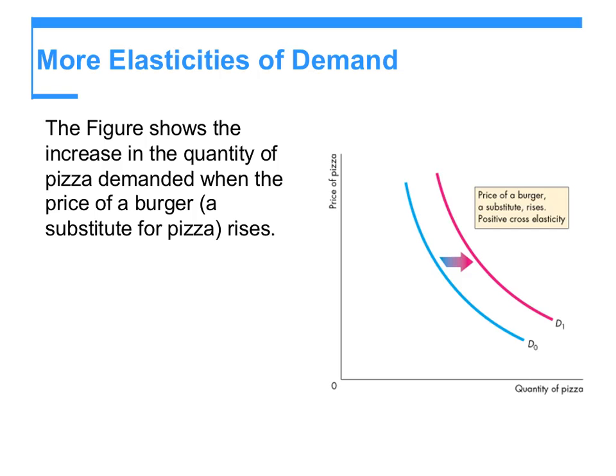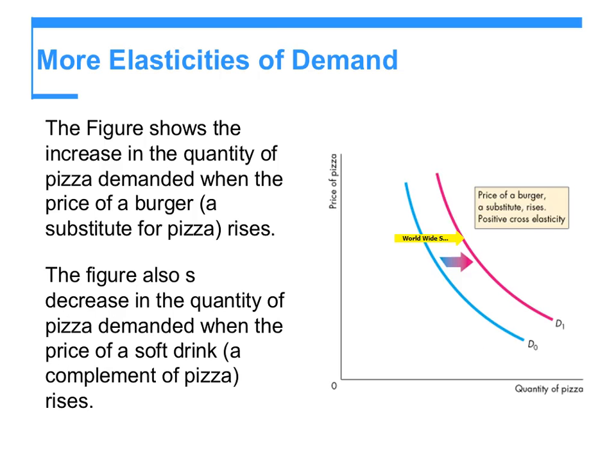It means you're going to have a higher quantity of your product. Because the price of your substitute increases, the chance of you buying that substitute decreases, so you buy pizza more. That's why you can see the demand for pizza goes from D0 to D1, because the price of the burger, which is the substitute, increases. So people tend to not buy burgers anymore and buy pizza more. That shows what I just explained for you.